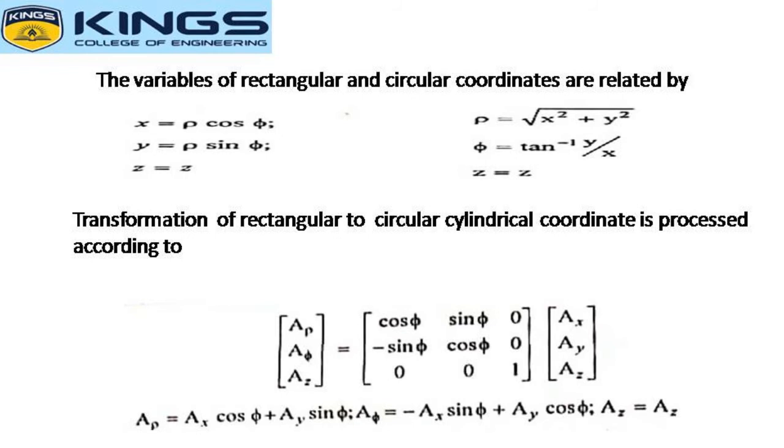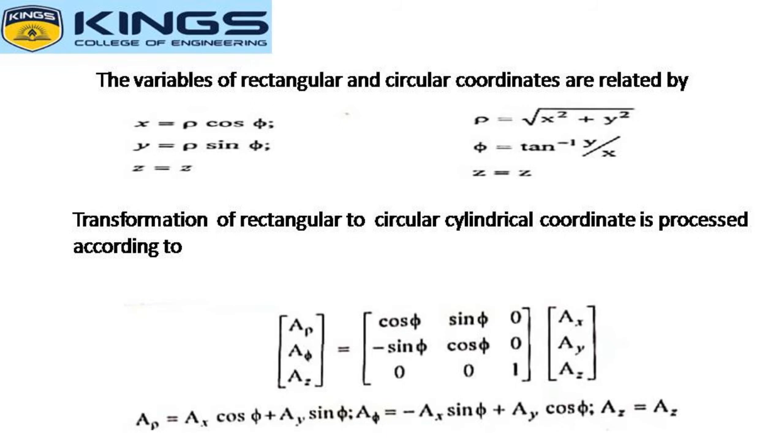Next, the variables of the rectangular and circular coordinates are related by x is equal to rho cos phi, y is equal to rho sin phi, z is equal to z. And the circular coordinate components are related in terms of the rectangular coordinates as rho is equal to root of x square plus y square, phi is equal to tan inverse of y by x, z is equal to z.